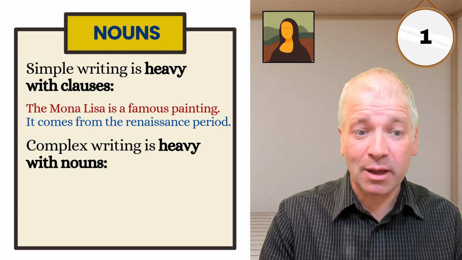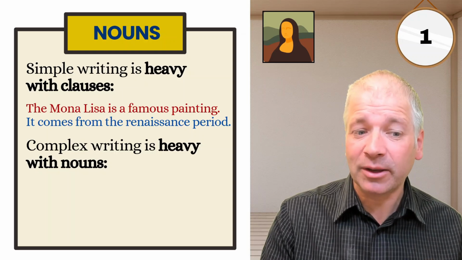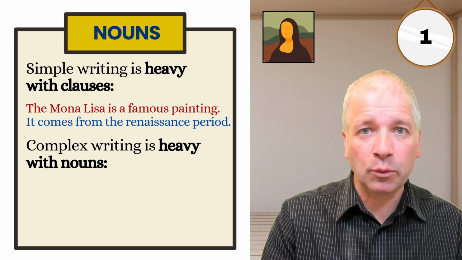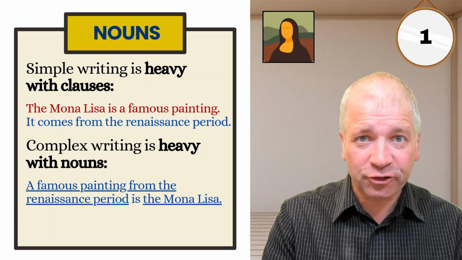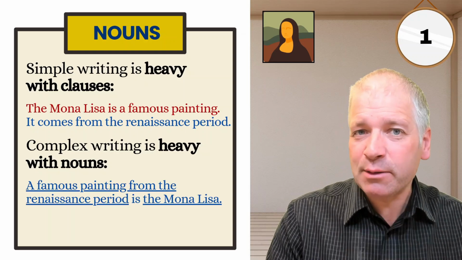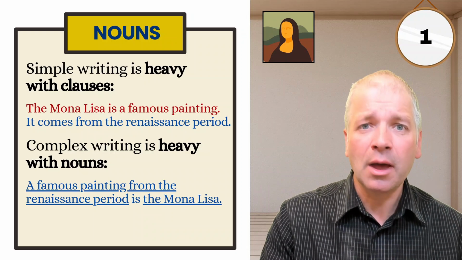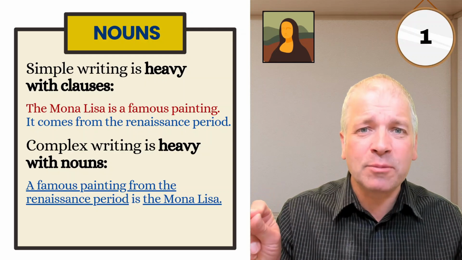Compare these. The Mona Lisa is a famous painting. It comes from the Renaissance period. 2 sentences, 2 clauses. But the more complex version, a famous painting from the Renaissance period, is the Mona Lisa. 1 sentence, 1 clause, but far more in terms of nouns.